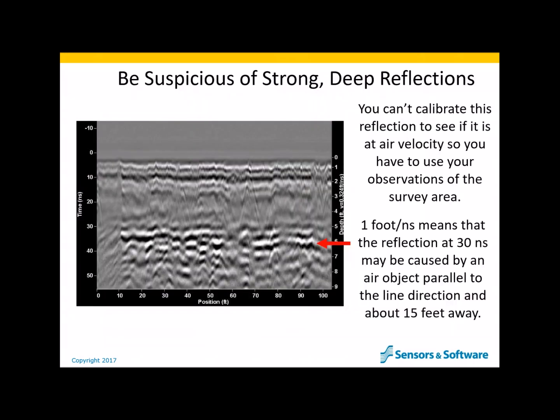The trickier airwaves to interpret are those that do not create a hyperbola, so you can't use hyperbola fitting to detect them. In this example, there's a strong reflector at about 30 nanoseconds that looks a little suspicious. So to do my due diligence, I'm going to check and see if there's an object like a building or a fence running parallel to the GPR line about 15 feet away. This is one of the reasons why taking photographs of the site, using GPS so you can go in on Google Earth is really valuable for detecting airwaves.